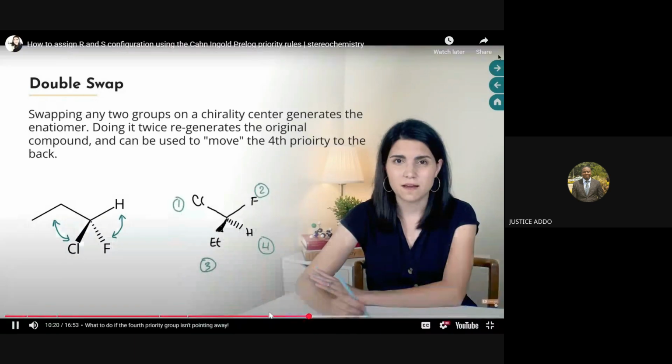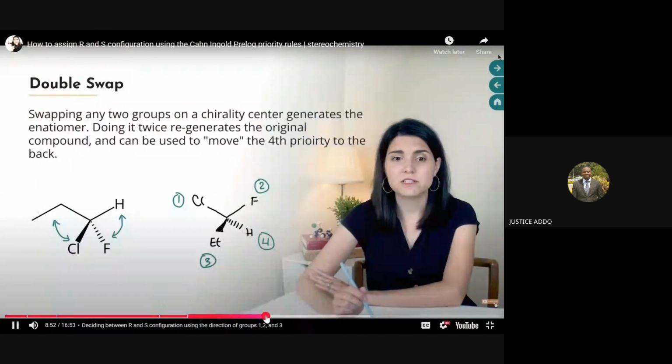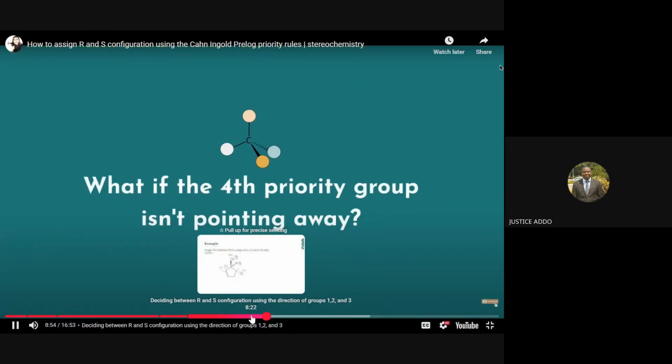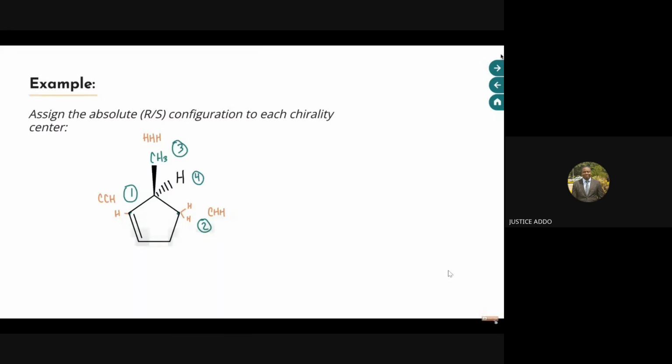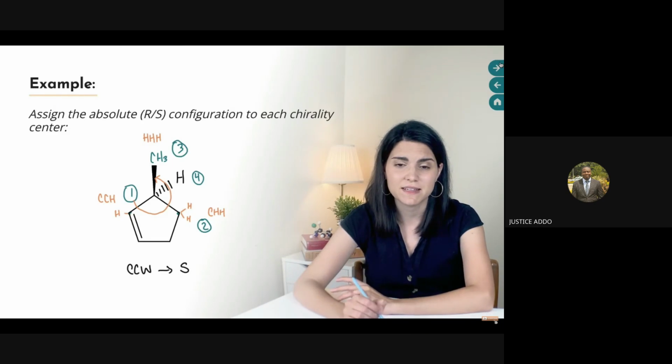And now to assign that configuration, chlorine would be number 1, fluorine 2. The hydrogen is on a dashed bond. So now we're going to begin at priority number 1 and trace a circle through 2 and 3. And we ended up with a counterclockwise circle. So that means the configuration of the chirality center is S.